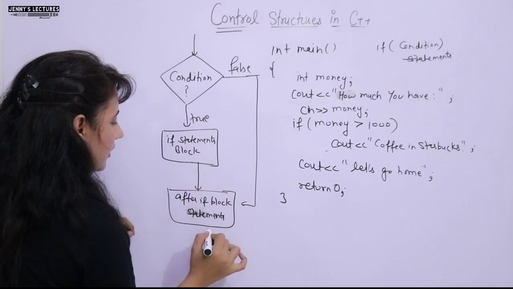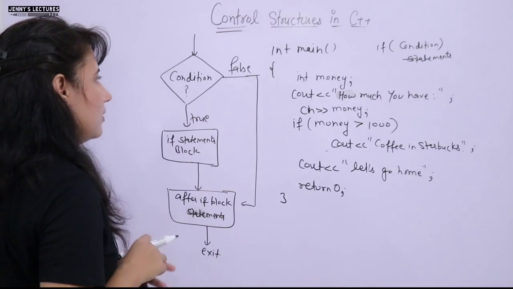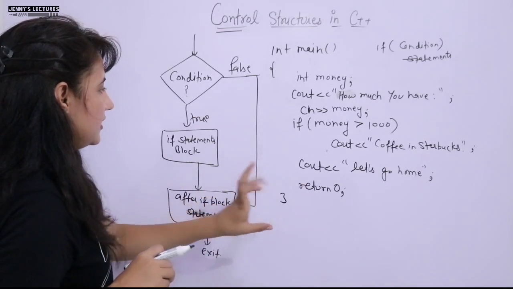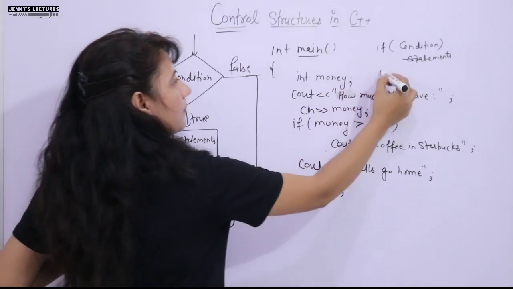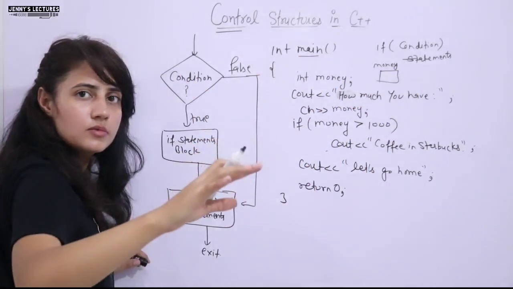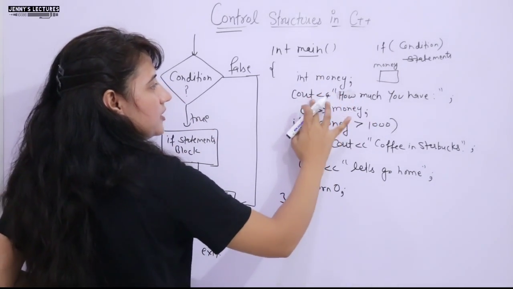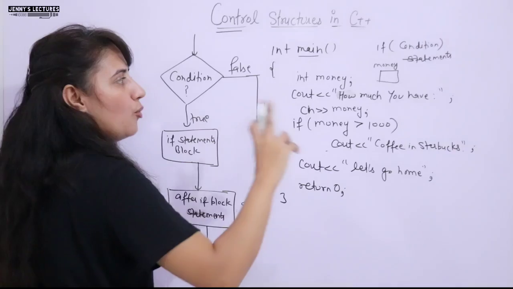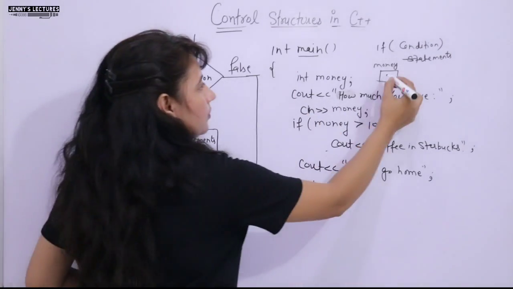Now after that you can say exit. So in this case, this is the flow chart. This is the entry main, then money. That money variable would be located some space in the memory, 4 bytes, right? Then see out, it would be printed on the output screen how much you have. Then see in money, suppose you have 500 rupees.